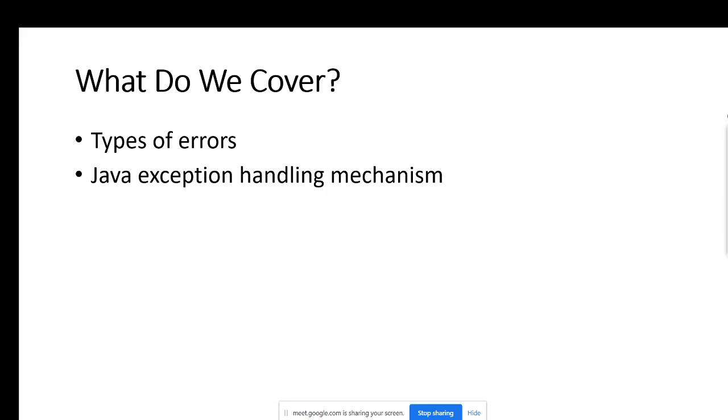Right. So we are going to cover two topics here. That is the types of errors encountered when it comes to software development or programming, and after that we are going to discuss how the Java exception handling framework, or the exception handling mechanism, works. Okay, right. So let's first move on to what are the different types of errors that we encounter when it comes to developing software.